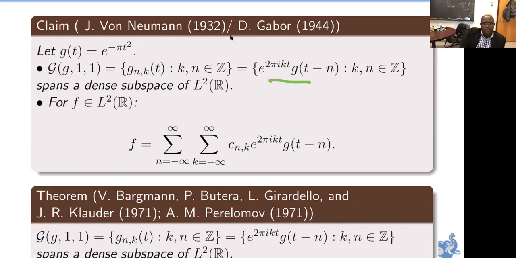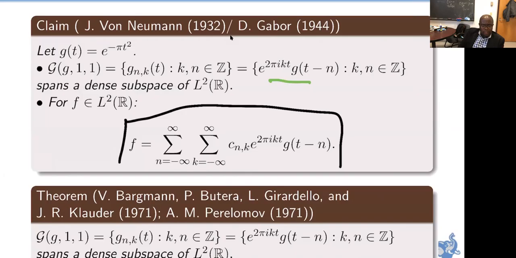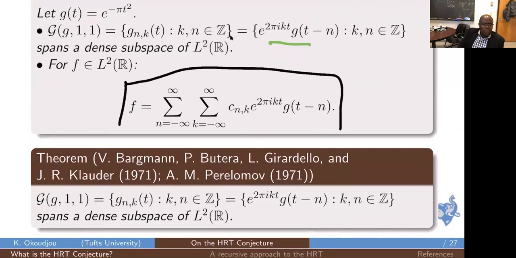The question that John von Neumann asked was whether or not this spans a dense space of L2 of R. And Gabor went a little further by asking whether it's possible to give an expansion of any square integrable function in terms of these time frequency shifts of the Gaussian. Clearly these two questions are related, and it turned out that the answer to both questions is yes. This was settled independently by two groups, Bargmann, Butera, Girardello and Klauder in 71, and independently by Perelomov in 71 as well. They proved that this set of functions, the Gaussian shifted and modulated along the integer lattice, forms a dense space of L2 of R.